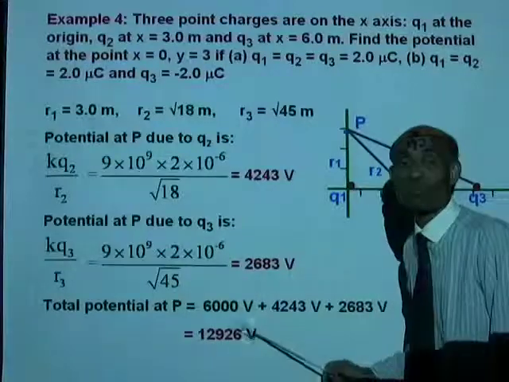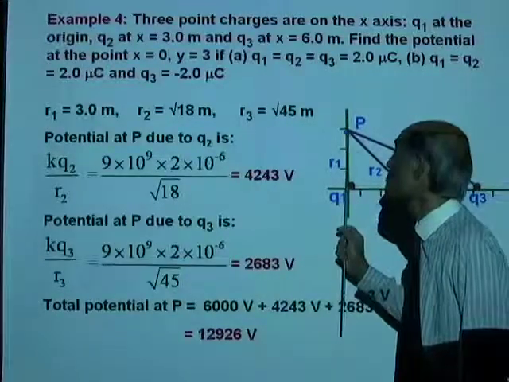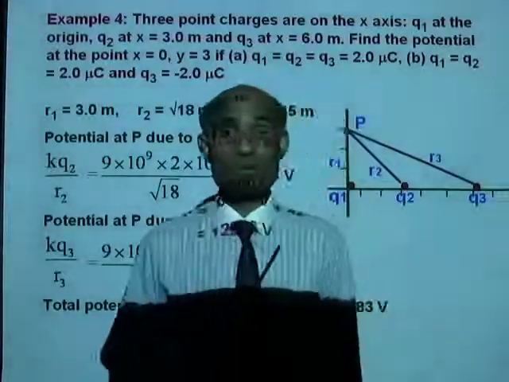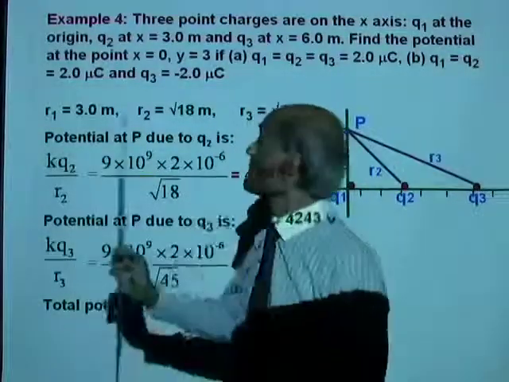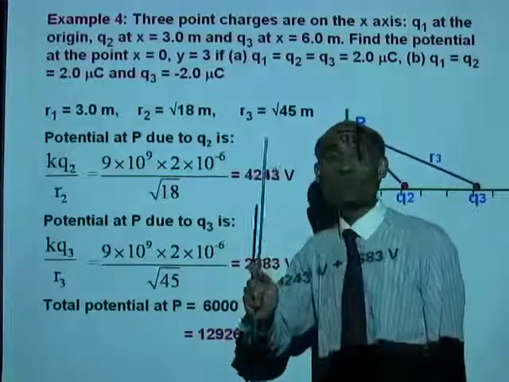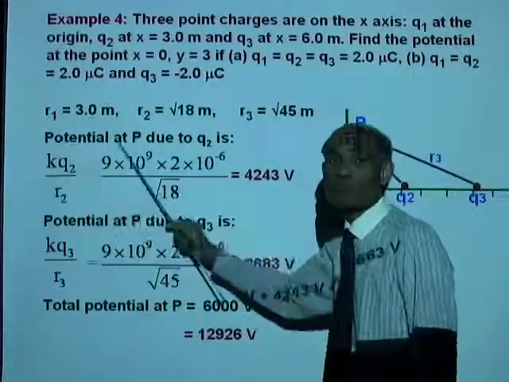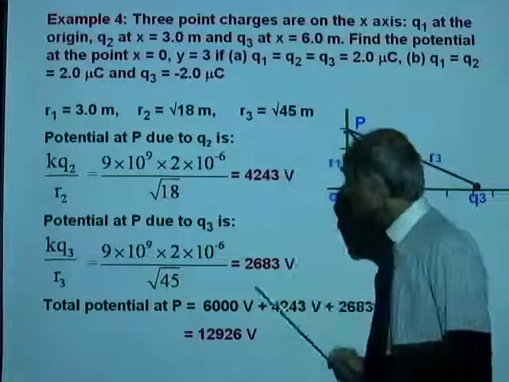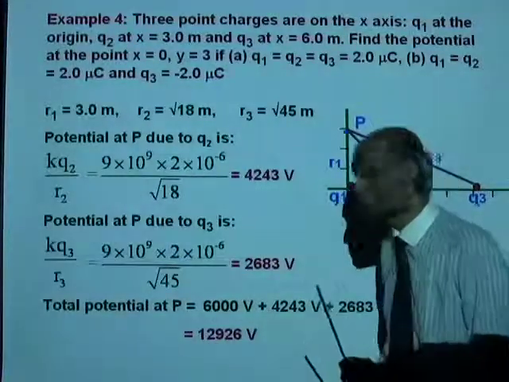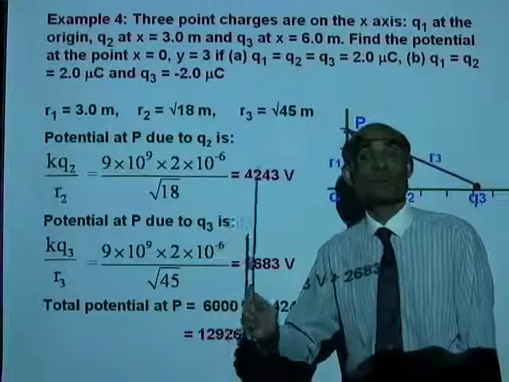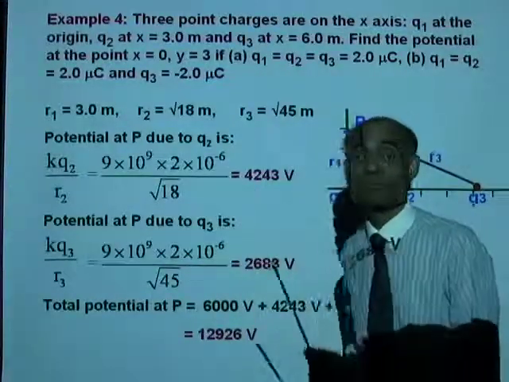That the total potential at this point P is 12,926 volts. It means in order to bring a unit charge, that is 1 coulomb of charge, from infinity to point P, we need to do 12,926 joules of work. Potential is joules per coulomb.